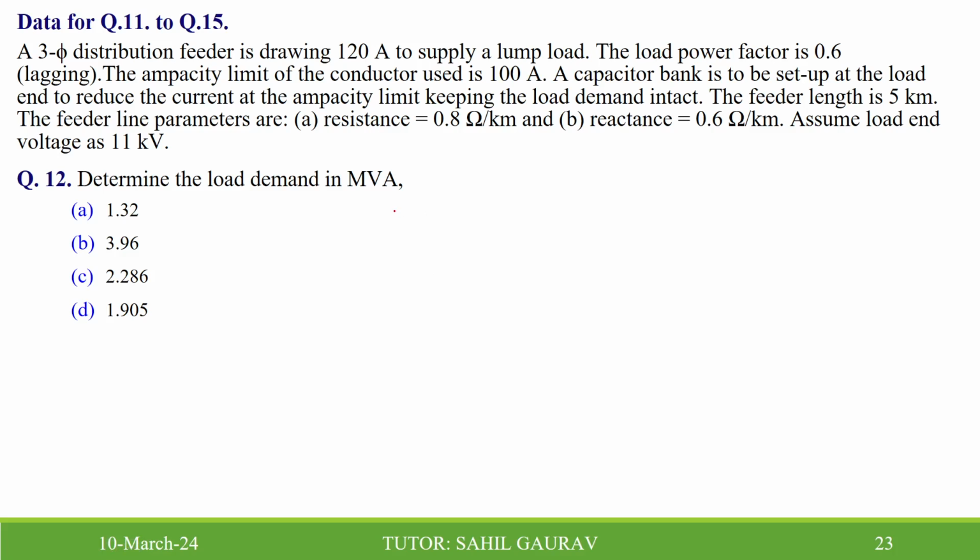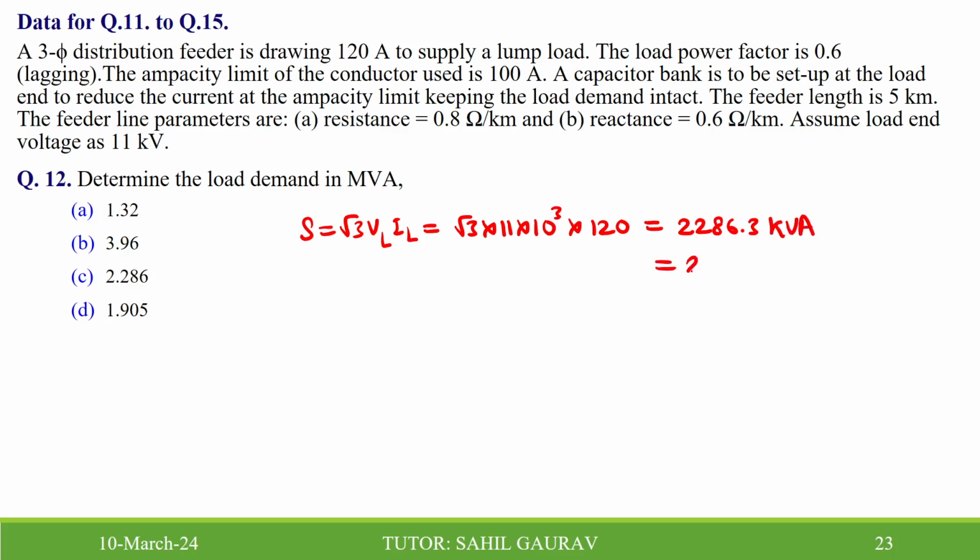So how can we find the load, sorry, not load current, load demand in MVA? Therefore you have to find the apparent power. We know that apparent power is root 3 times VL IL. VL is 11 kV, IL is 120 ampere. So you will get 2286.3 kVA, so you will get 2.286 MVA. So C is the correct answer.